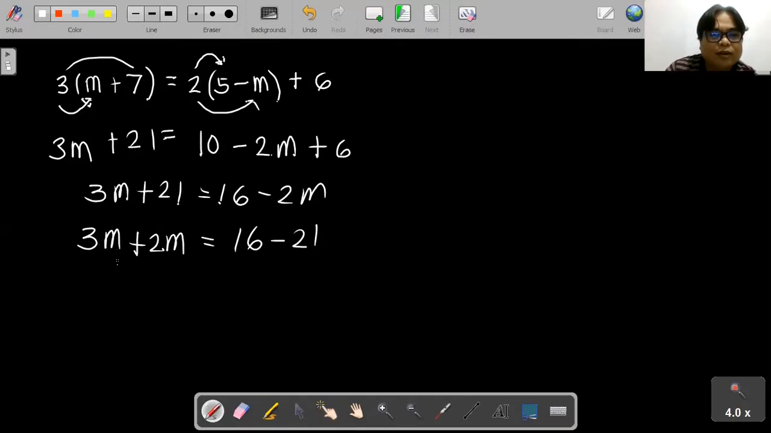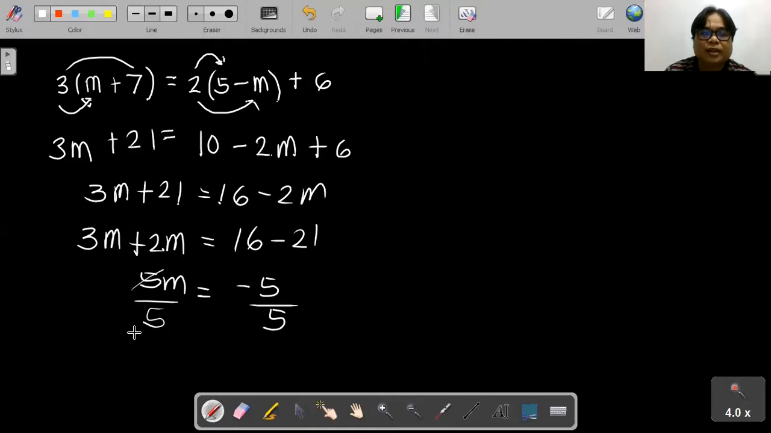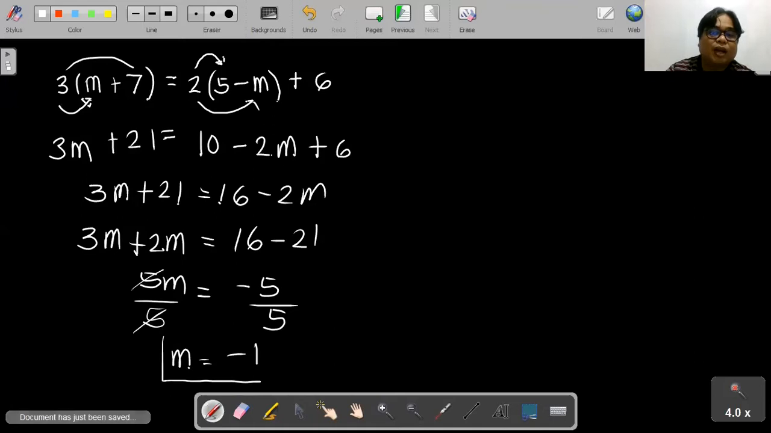So what's left for us to do is just to combine the like terms. 3m plus 2m, you get 5m. And then 16 minus 21, you get negative 5. So to solve for m, we just have to divide each term by the coefficient of m. The 5 cancels out, so all you have left is m equals negative 5 divided by 5, which is negative 1.